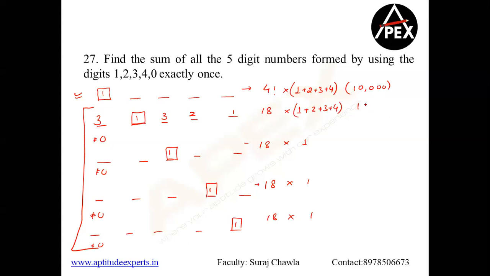What is the value contributed? 1000. 1 plus 2 plus 3 plus 4. What is the value contributed? 100. So 1 plus 2 plus 3 plus 4. What is the value contributed? 10. 1 plus 2 plus 3 plus 4. What is the value contributed? 1. Now is this clear, guys? This becomes your final answer. Clear?